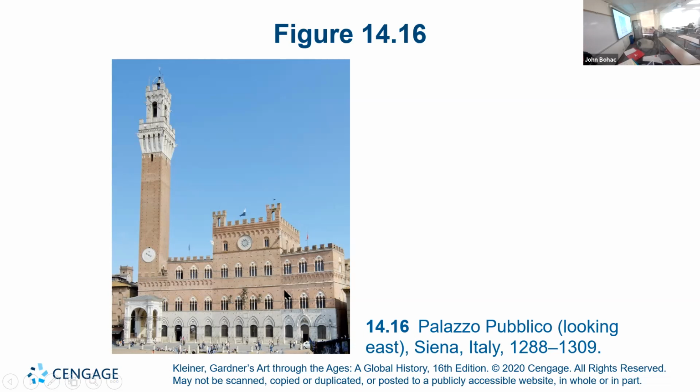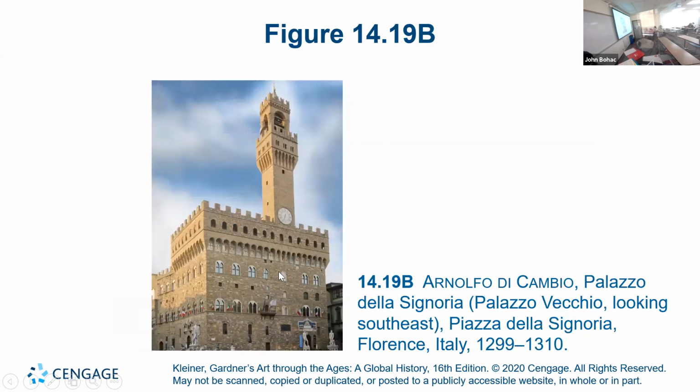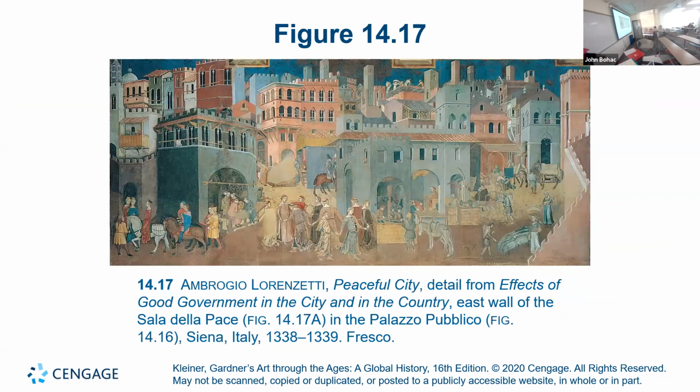And typically, like today, those who are wealthy and those who have political power actually start to take over more and more. It's not just a birthright. And so this happened. This is Siena. This is Florence. Palazzo della Signoria. Same thing. Not a church. We're starting to see all kinds of buildings emerge.